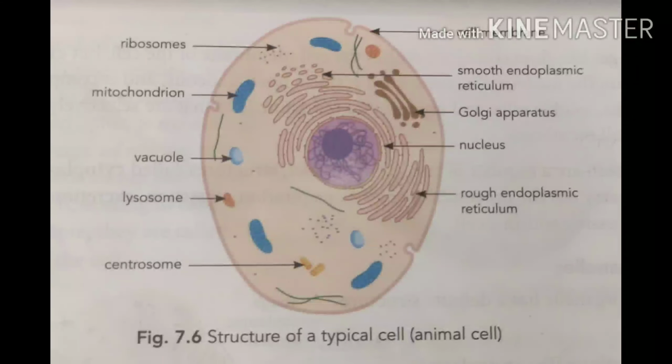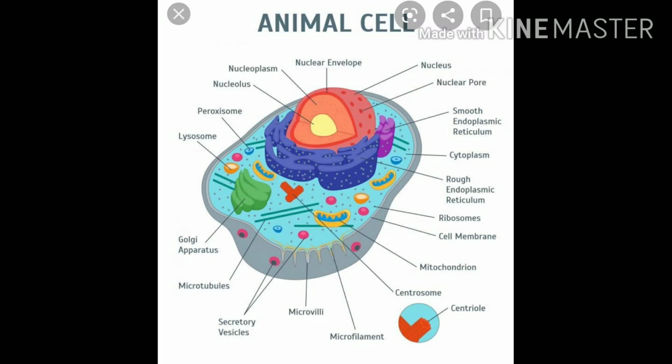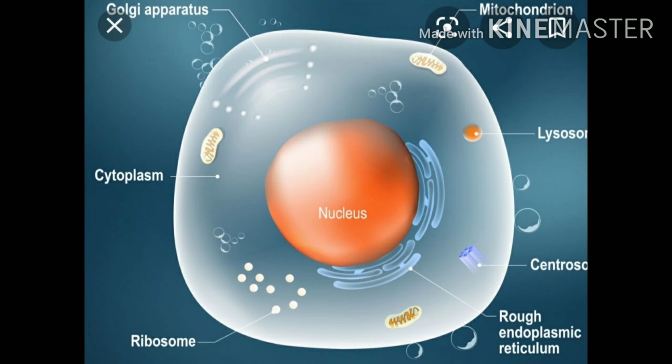Next is rough endoplasmic reticulum. Rough endoplasmic reticulum is known as rough because it has ribosomes attached with it. Next is nucleus. Nucleus is the control center of the cell. Next is Golgi apparatus. Golgi apparatus is known as the shaping center of the cell. Next is smooth endoplasmic reticulum that is around the nucleus. Next is cell membrane. The cell membrane is the outermost covering of the cell that separates it from the external environment. Let us move on.